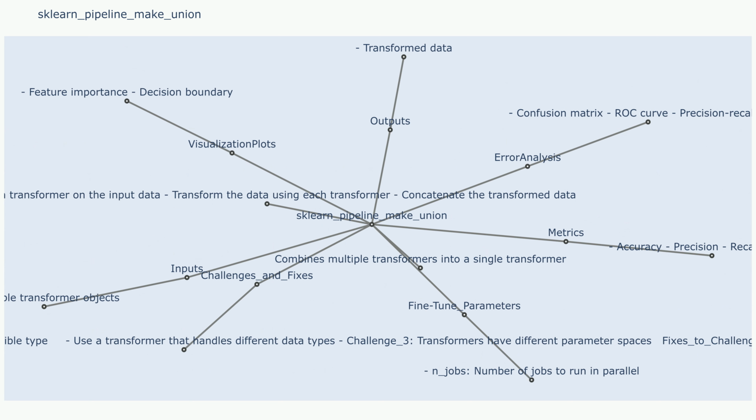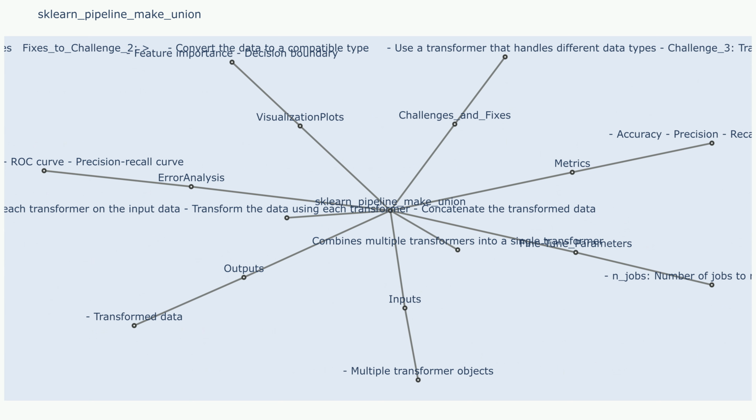Fixes to challenge 2. Ensure that each transformer fits on a separate portion of the data. For example, if you want to use a standard scaler on your training data, fit it on the training data only. Then, use this fitted scaler to transform both the training data and the testing data.